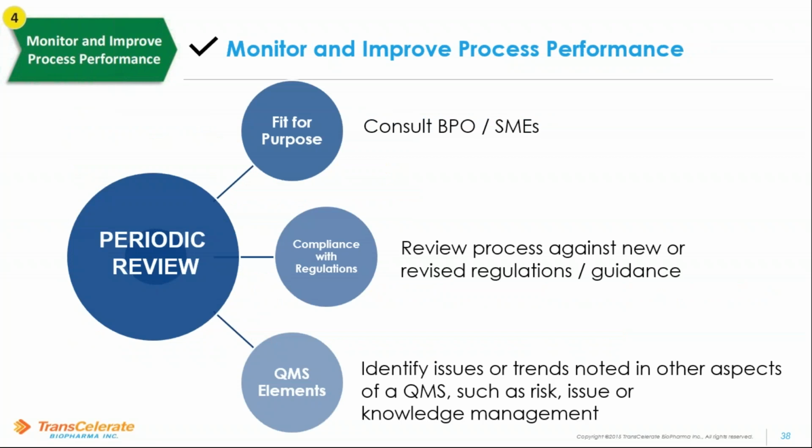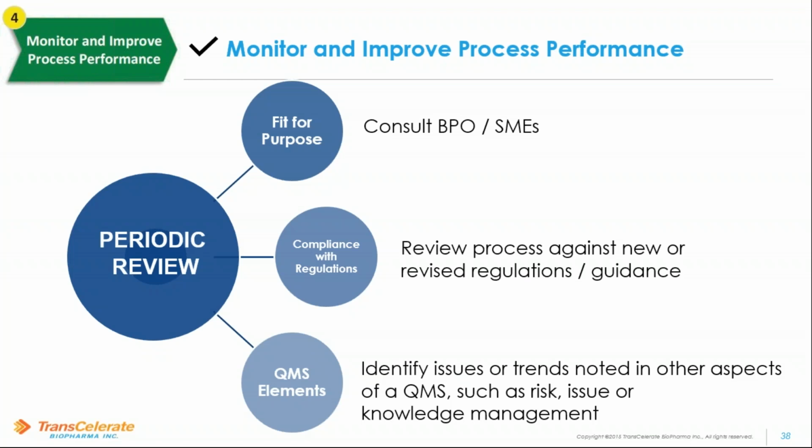So monitoring and improving the process, periodic review is part of that. Periodic review of individual processes should take place as part of a proactive company culture to ensure processes remain fit for purpose and in compliance with regulations. Information from issue management, for example, trends and issues, should be evaluated to determine if issues can be alleviated through process redesign and/or development, revision, or retirement of specific procedural documents.